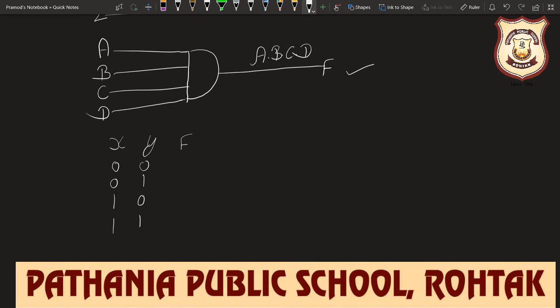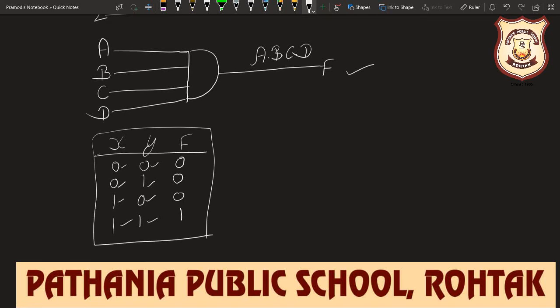In the AND gate you multiply both inputs. X is 0, Y is also 0, and the multiplication is 0. 0 multiplied by 1 is 0, 1 multiplied by 0 is again 0, and 1 multiplied by 1 is always 1. So this is the truth table for the AND gate of only two variables. When two inputs are there, you can write the truth table like this.